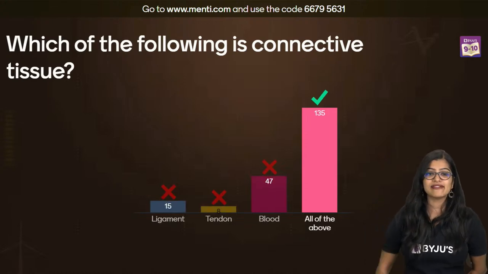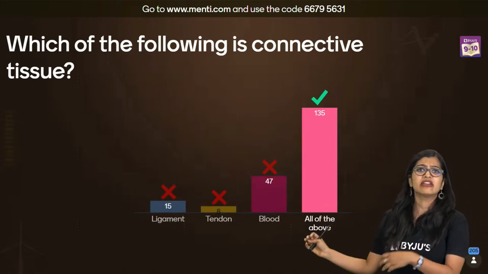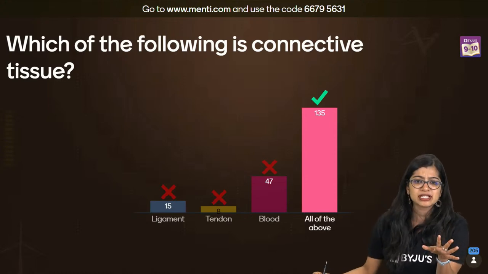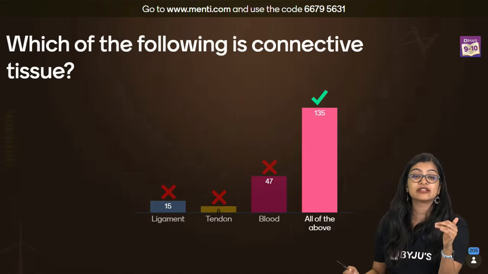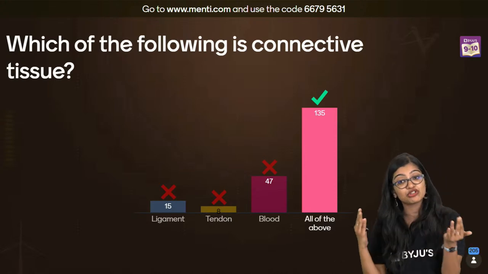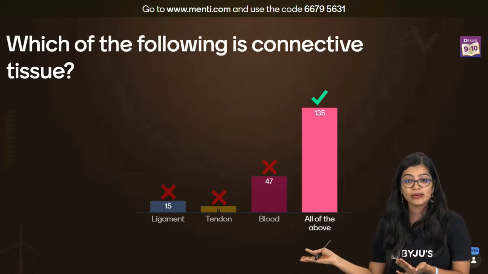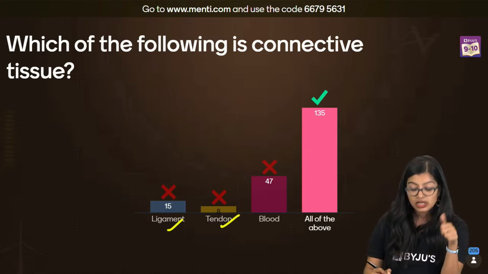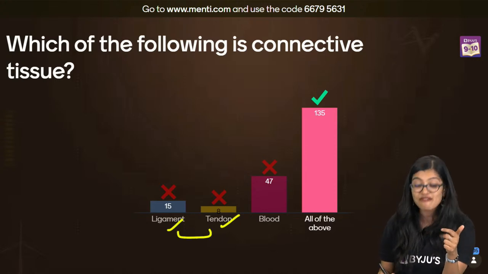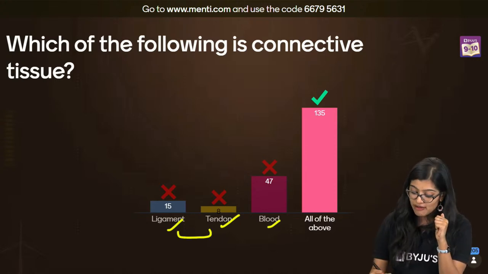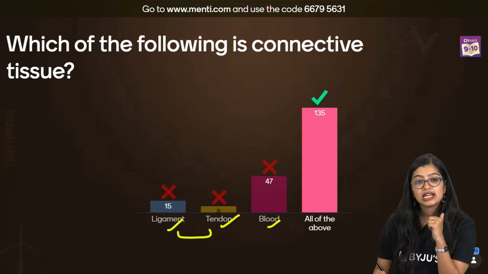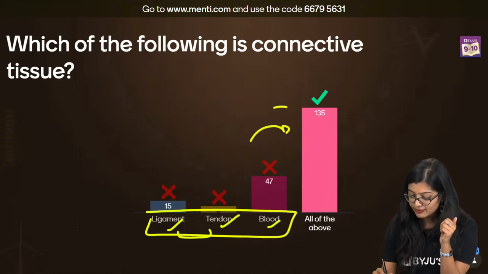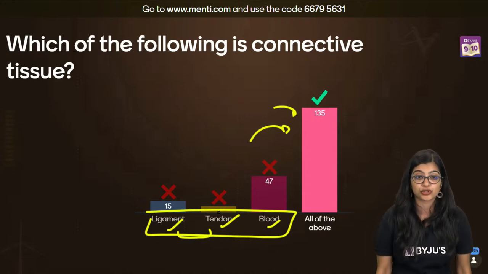Very good, everybody. See, they are not saying fluid connective tissue or fibrous connective tissue. They are not saying anything in specific. They have asked you specifically what is connective tissue in general. Now, what among the following is connective? Ligament is connective, right? So, ligament is a connective tissue. Tendon is also a connective tissue, and these two are fibrous connective tissues. Then you have blood, which is a fluid connective tissue. Leaving you with the fact that all three are connective tissue. So the correct answer here is option D.